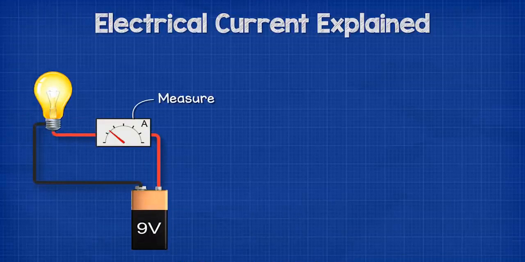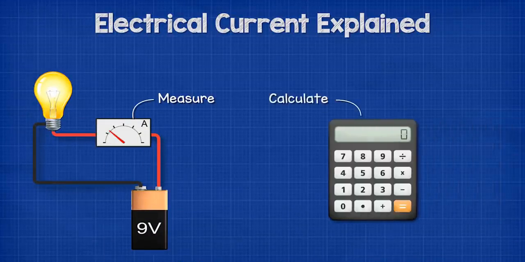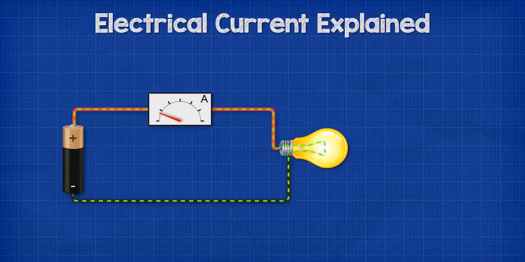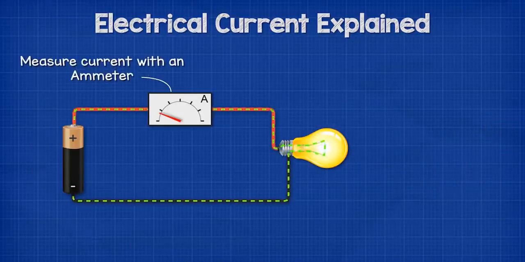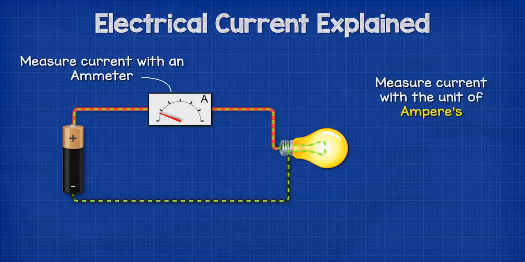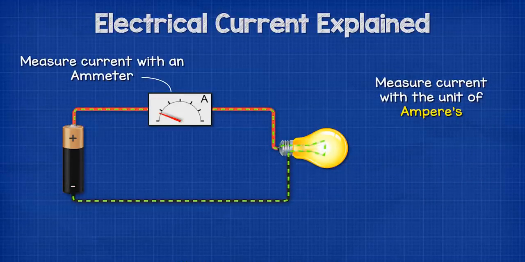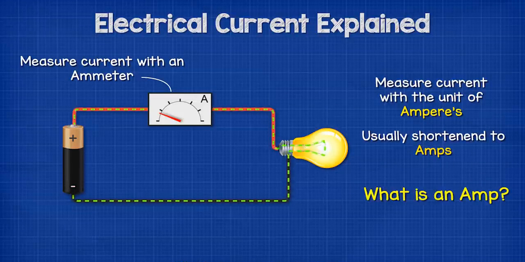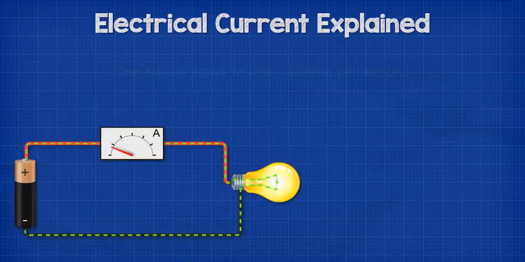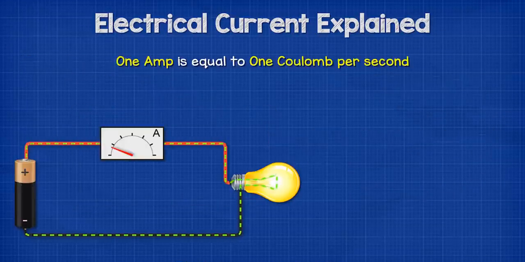We also want to be able to see how much current is flowing through our circuits, as well as being able to calculate this. We can measure this using an ammeter, and we measure the flow of current in the unit of amperes. But you'll usually hear people just shorten this to amps. So what is an amp? 1 amp is equal to 1 coulomb per second.